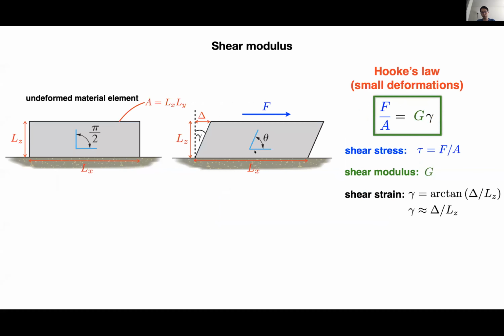So another form of deformation is this shear. Under shear force, the material element will change its shape, but the volume is conserved. And we define the shear stress as this shear force divided by this area where the force is applied. And we call the angle change shear strain. So if the deformation is small, we have this approximation for the shear strain, which is just this delta divided by Lz. And we have a similar Hooke's law, which says the shear stress is proportional to the shear strain, and this G is called shear modulus. So all these shear modulus, Young's modulus, and bulk modulus describe the stiffness of the material.